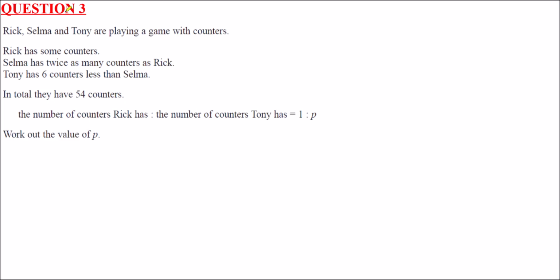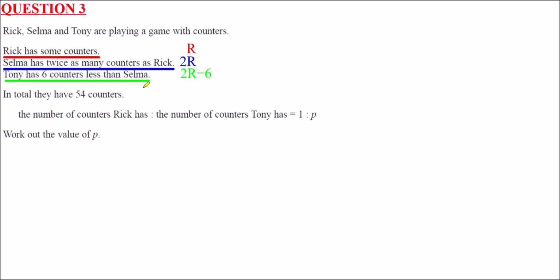So let's piece together all this information. This is quite a tricky question by question 3 standards. I'm just going to call Rick capital R, so he has R counters. Selma has twice as many as Rick, 2 times R, double R is therefore 2R, and if Tony has 6 counters less than Selma, then Tony must have 2R minus 6.